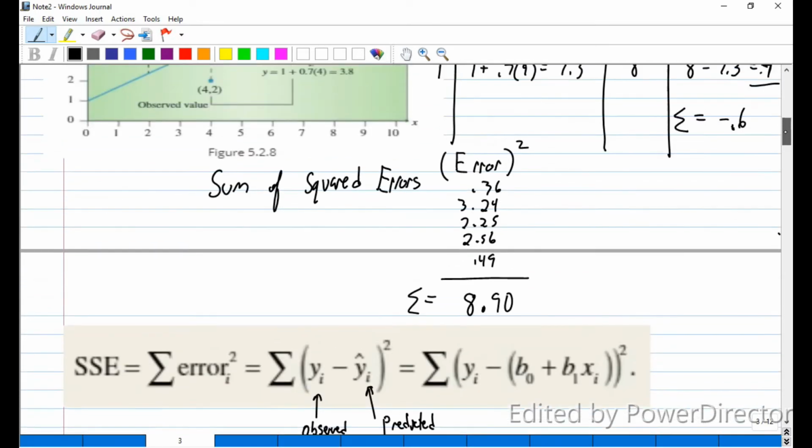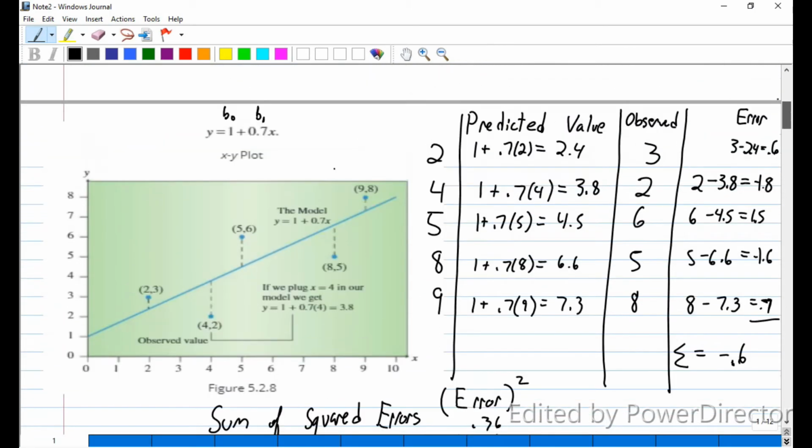Now, why can't we just use the errors? Because again, the errors, some of them are positive and some of them are negative. And if you add them all together, the negatives and positives cancel everything out, cancel stuff out. Okay? So it's important to have a value.